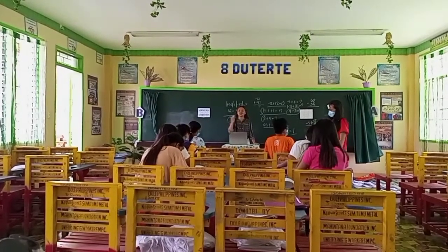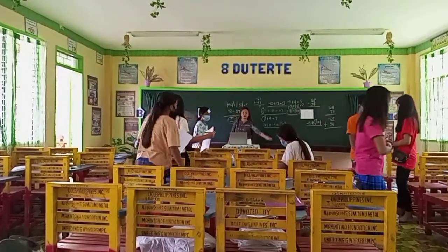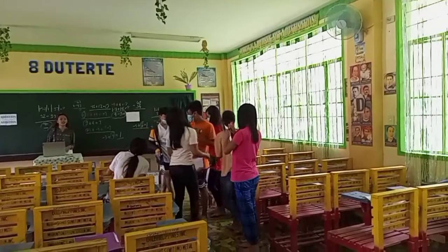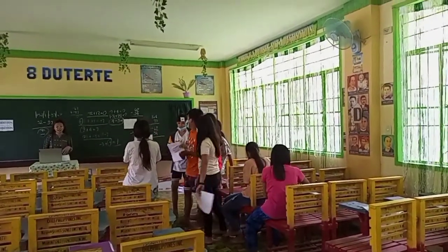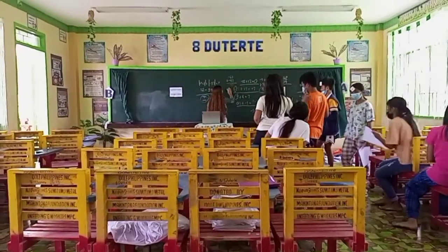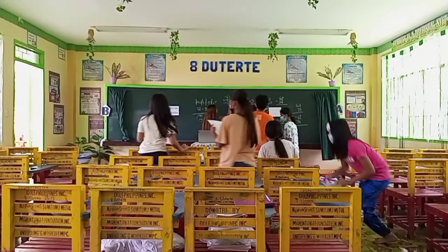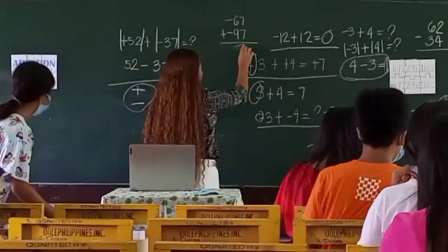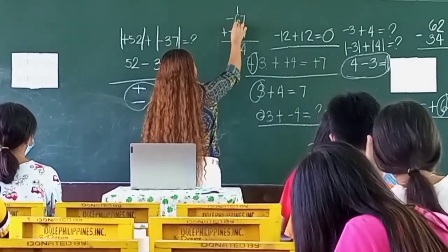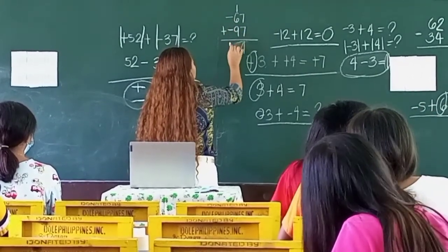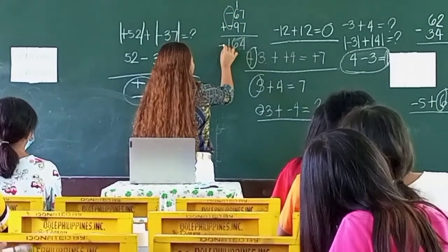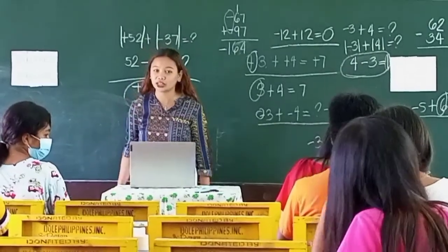Go to the letter na sagot ninyo. Okay, your answer is letter D, negative 164. So let's see. Negative 67 plus negative 97. 7 plus 7 equals 14. Carry 1. And 1 plus 6 equals 7, plus 9 equals 16. And clearly, both have negative sign and we have negative 164. And you got the correct answer.